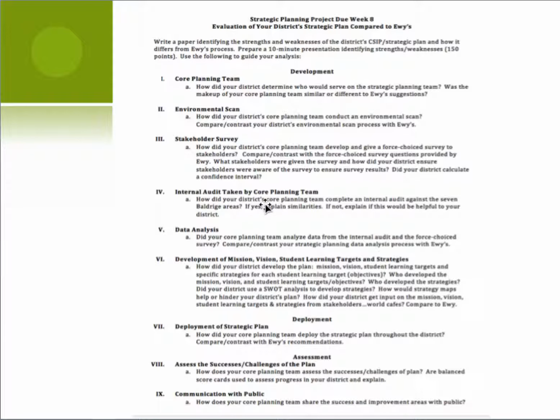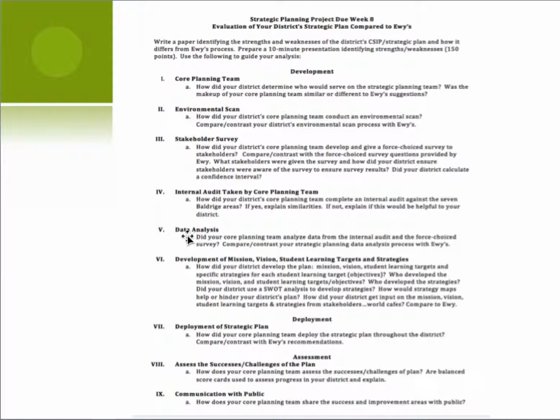As you remember, we talked about how while your stakeholders are taking the survey, it's a good time for your core planning team to take an internal audit, where they're assessing themselves, or assessing the district, against those 7 Baldrige areas talked about in your book.